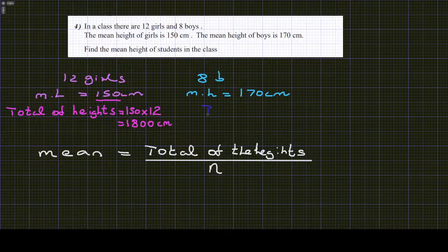What's the total of the heights? In other words, if we take 8 individual heights and add them together, what do we get as the answer? Now, should we individually measure? Not required, since they have given us the mean. Using that we can find the total of the heights. That is 170 times 8. What is 170 times 8? That's 1360 centimeters.